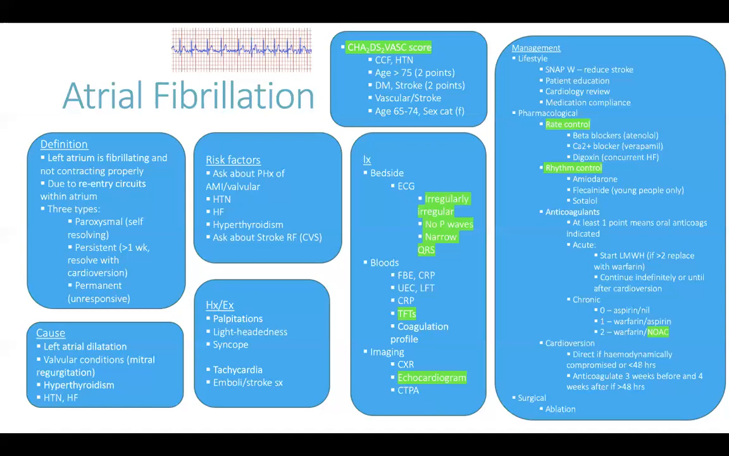For rhythm control, you've got all the things that affect the electrolytes. So amiodarone, flecainide, sotalol. Flecainide is usually just for young people, so it's generally started with amiodarone.